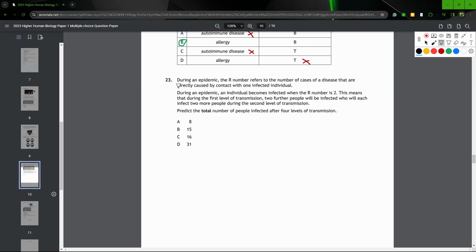During an epidemic, an individual becomes infected when the R number is 2. This means that during the first level of transmission, 2 further people will be infected, and each infected person infects 2 more people during the second level of transmission. What is the total number of people infected over the 4 levels of transmission?